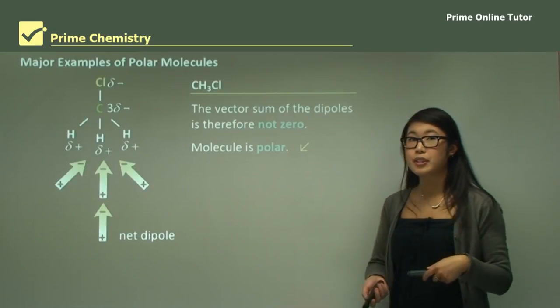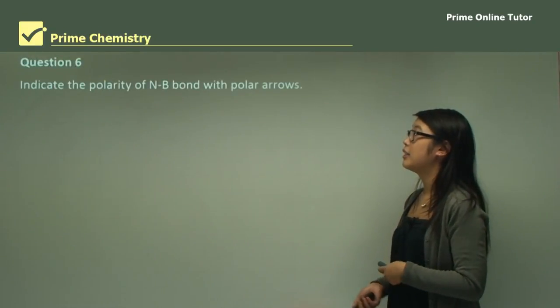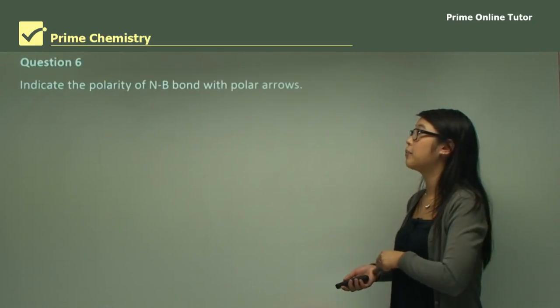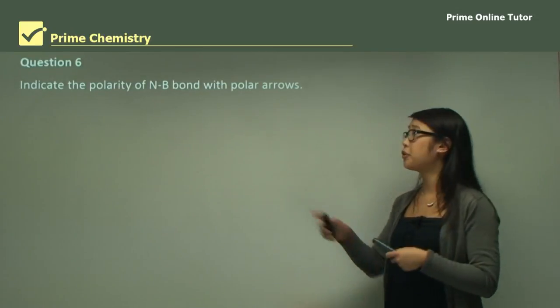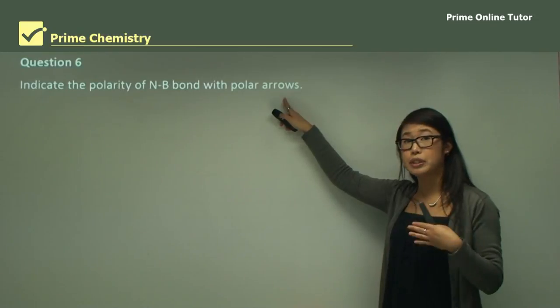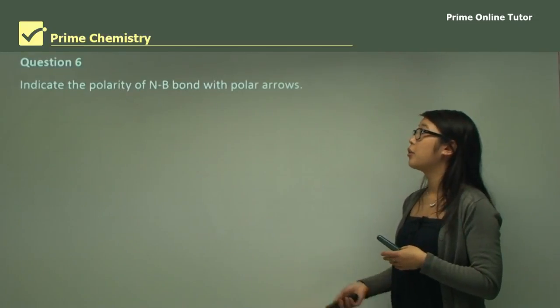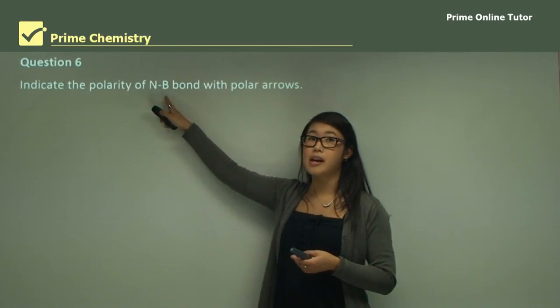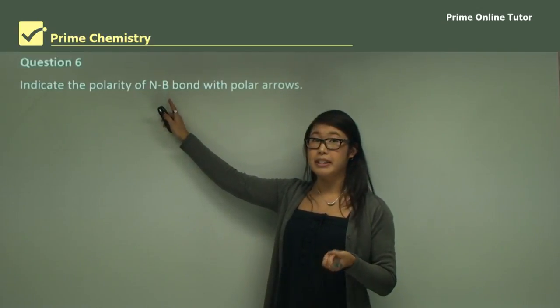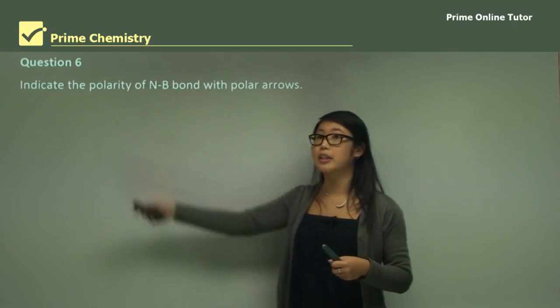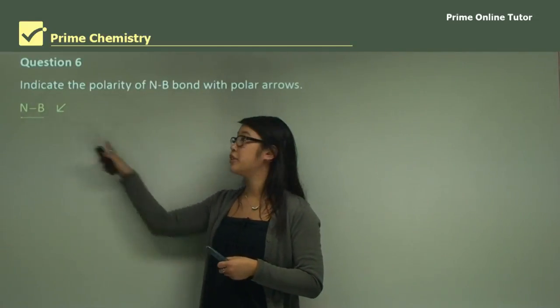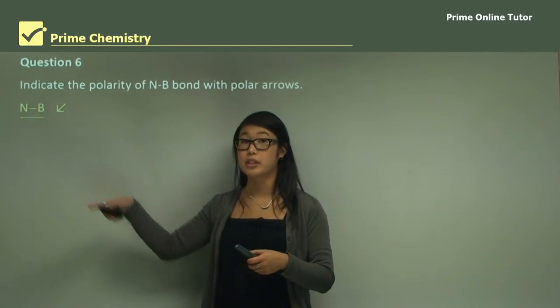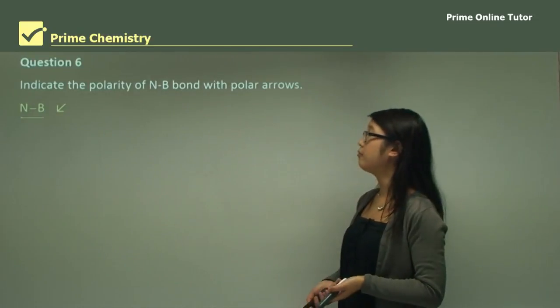So now that we know this, we can answer a few questions. Question 6 is to indicate the polarity of the N-B bond with polar arrows. So remember, polar arrows have to point towards the negative direction. In this case, do we have any electronegative species? We do. Nitrogen's really electronegative. So that means we're going to have a slight negative charge over the nitrogen. That means the arrow is pointing towards the nitrogen, the negative end.